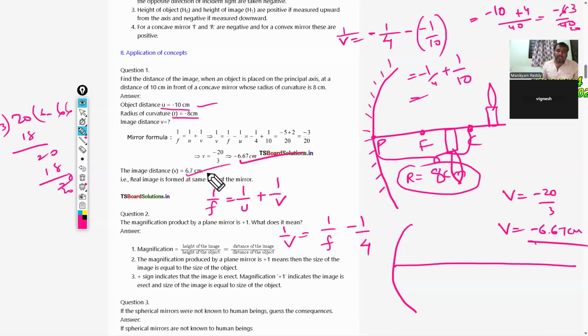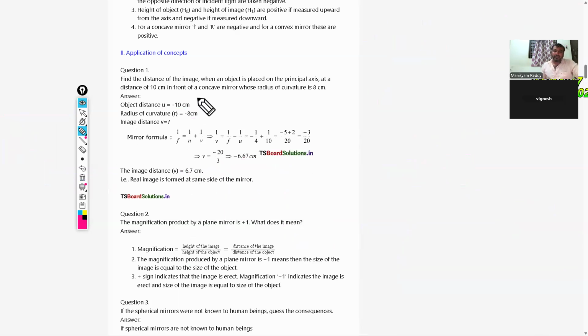That means the image distance is 6.7 centimeter, a real image formed on the same side of the mirror. The object is at 10 centimeter, and the image is formed here at 6.67 centimeter, on the same side of the mirror. Did you understand the problem? Yes, sir. Object distance is minus 10, focal length is also minus 4 here. Why? Because it is in the negative direction.